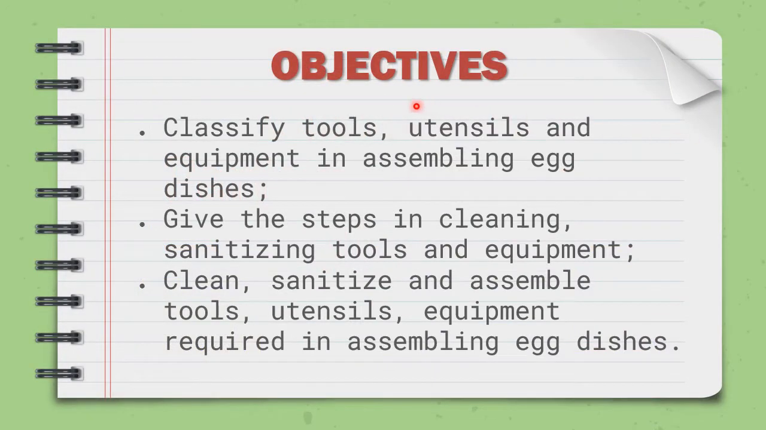These are the following objectives. First, to classify tools, utensils, and equipment in assembling egg dishes. Second, give the steps in cleaning, sanitizing tools and equipment, and clean, sanitize, and assemble tools, utensils, equipment required in assembling egg dishes.